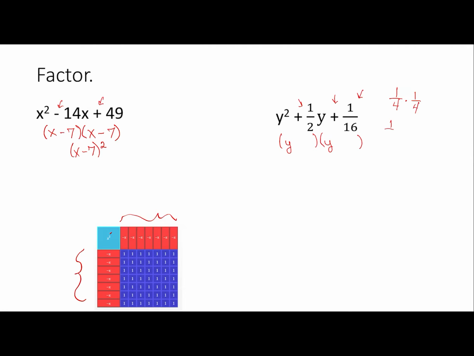Does 1/4 plus 1/4 add to become 1/2? Yes, so we need a 1/4 and a 1/4, and because we want them to add to become a positive, well, we want both of them to be positive, so this can be written as y plus 1/4 quantity squared, a binomial squared that, when multiplied, becomes a perfect square trinomial.